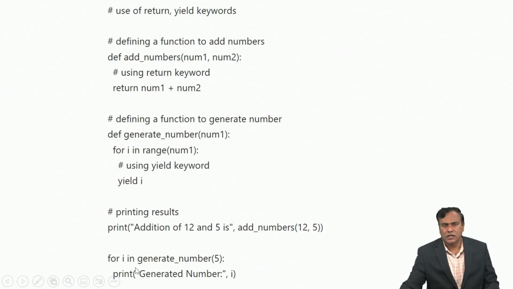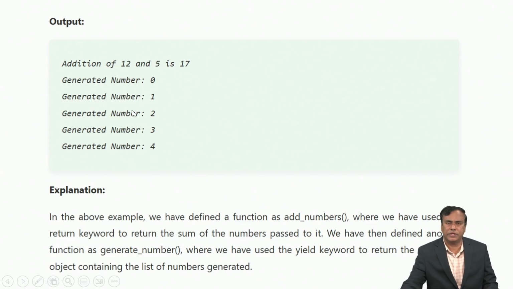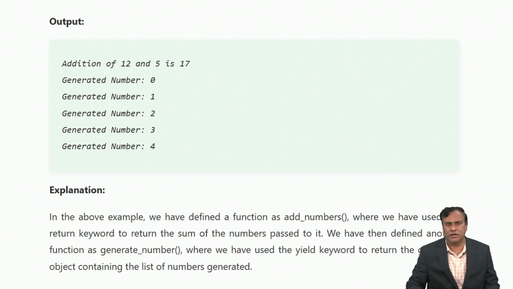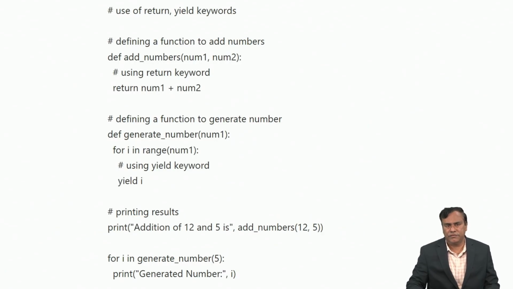And then, from the for loop, you are going to call the second function, generate_number, and you are passing this argument, and if that value is within this range, then it is going to return that value, and that return value is going to get printed. So let us execute this code. This is the output you are going to get. You passed 12, 5, so it is going to display addition of 12 and 5 is 17. And then for the second function, generate_number, you are passing the argument 5.